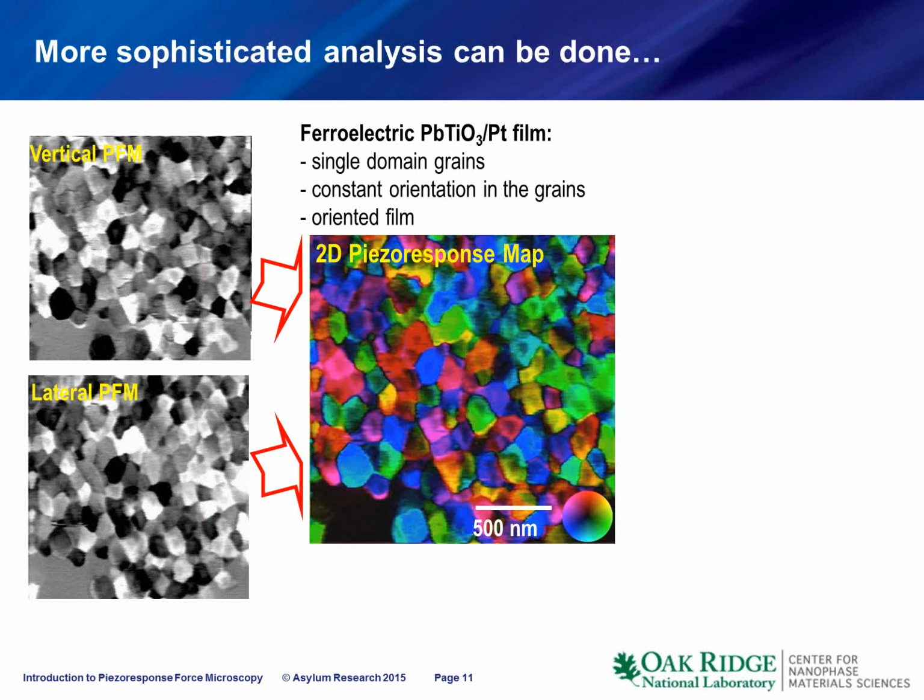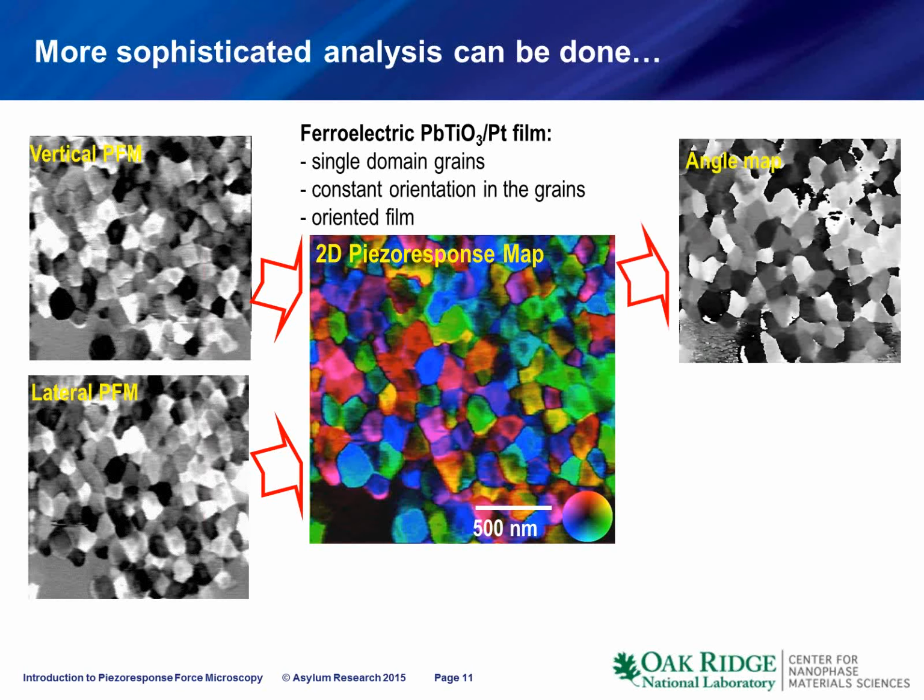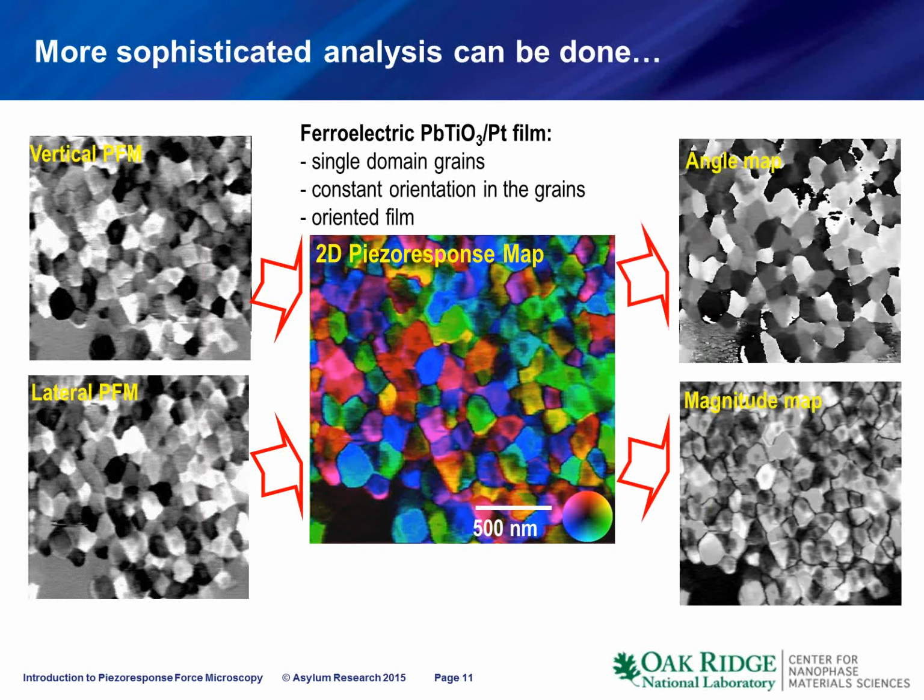And from this vector information, we can actually reconstruct the individual components. For example, we can map the magnitude, and we can get the map of the angles of the response. And in this case, we can gain some insight into the structure of this material.